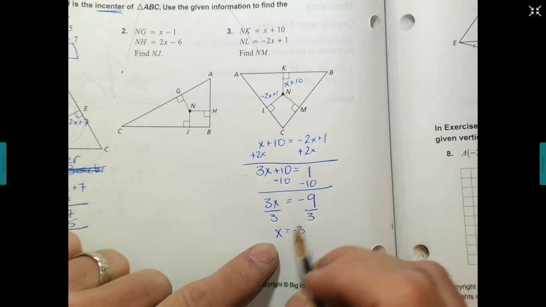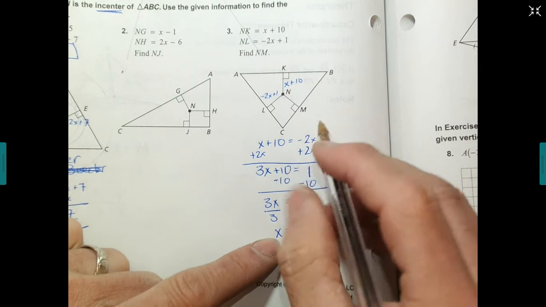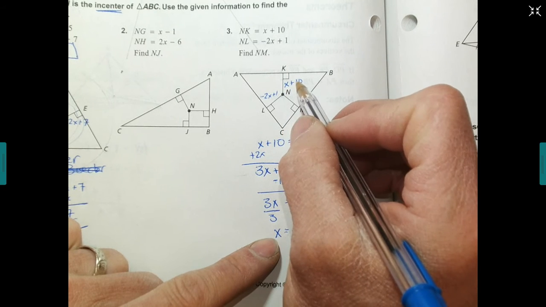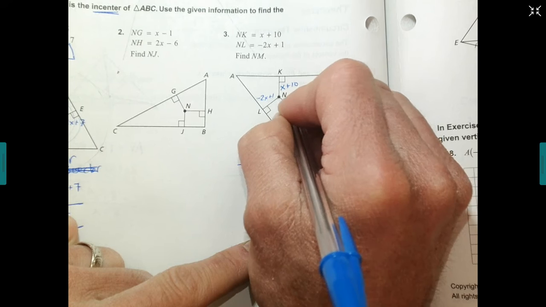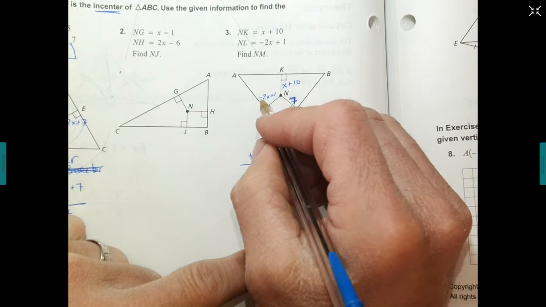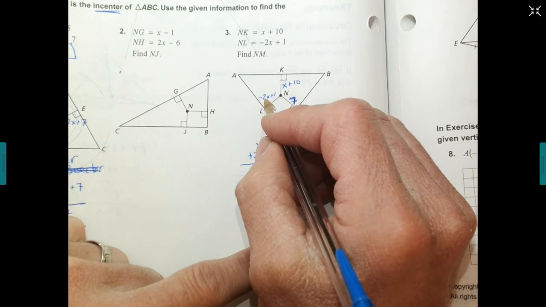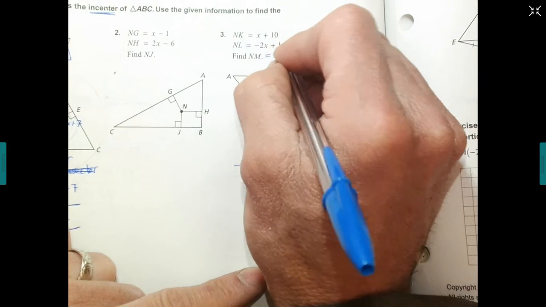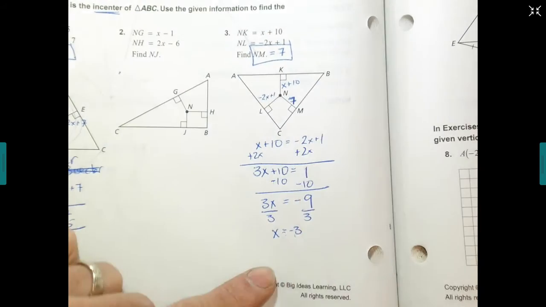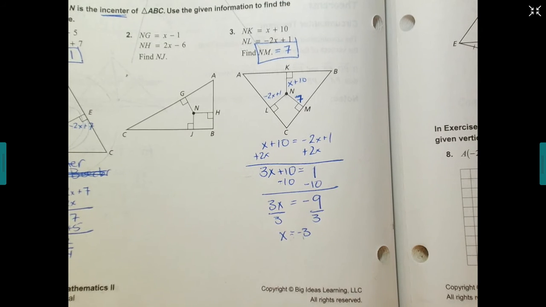Great. Now I take that negative 3 and plug it back into here. Negative 3 plus 10 is 7. And just to make sure, I'm going to plug the negative 3 into here. Negative 2 times negative 3 is positive 6 plus 1, that's 7. Okay. So NM equals 7. All right.